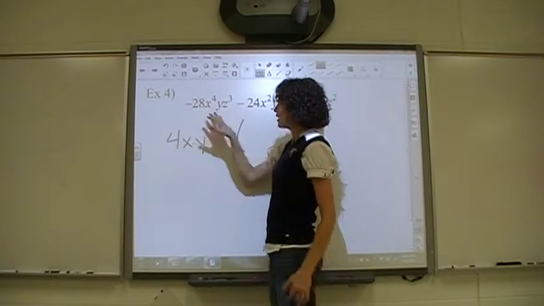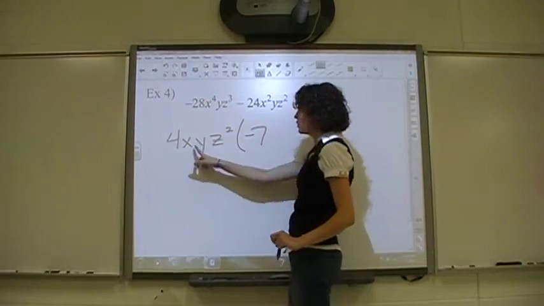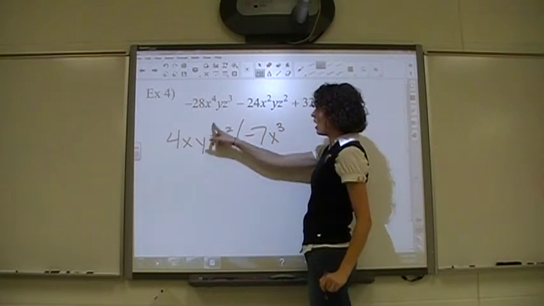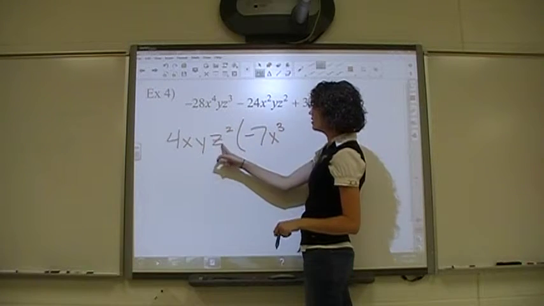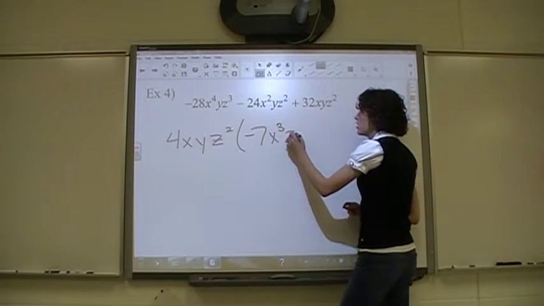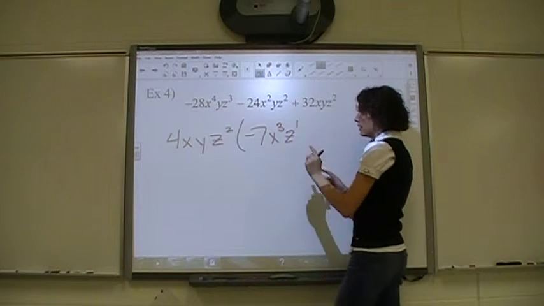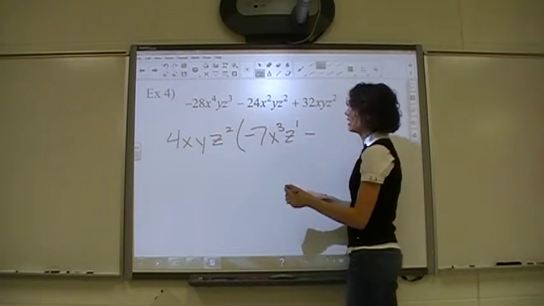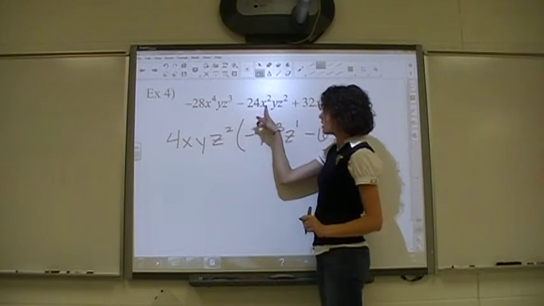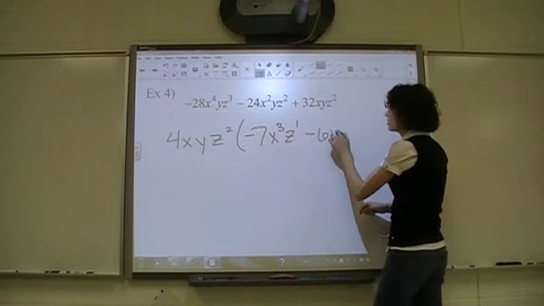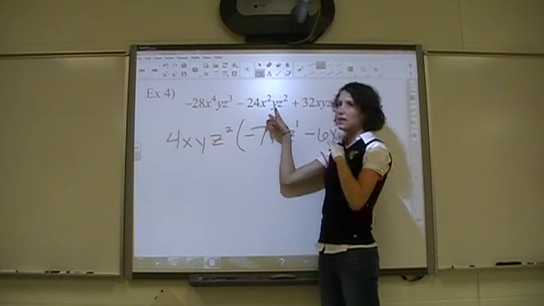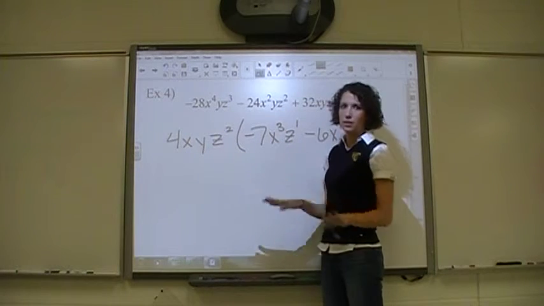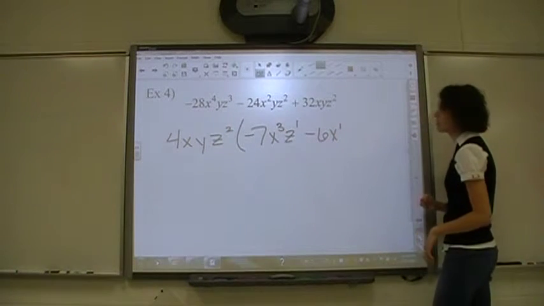If you take a 4 out of negative 28, you're left with negative 7. If you take an x out of x to the 4th, you're left with x cubed. You take a y out of y, you don't have anything left. A z squared out of z cubed, you're left with just z to the 1st. Now let's try the next term, minus. You take a 4 out of negative 24, you get 6. You take an x out of x squared, you're just left with x to the 1st. You take a y out of y, you're left with just 1, nothing. You take a z squared out of z squared, you're left with nothing. So all you have is negative x to the 1st.